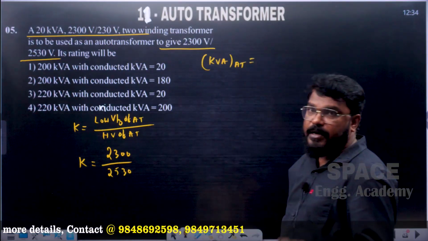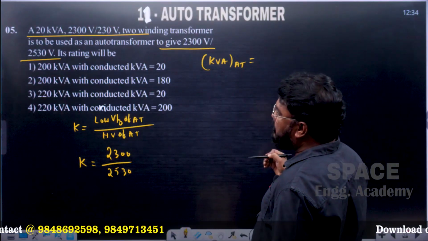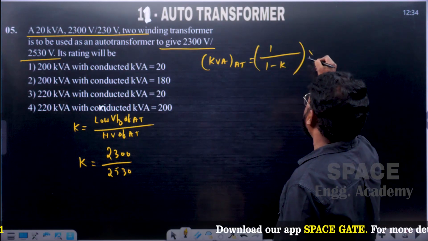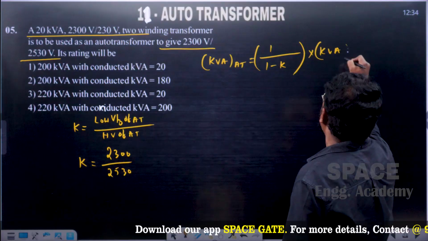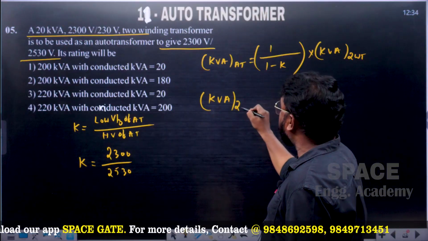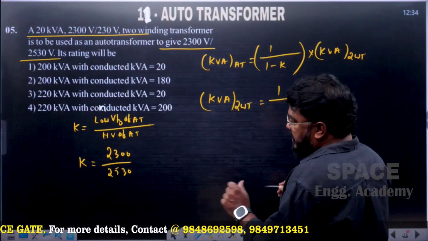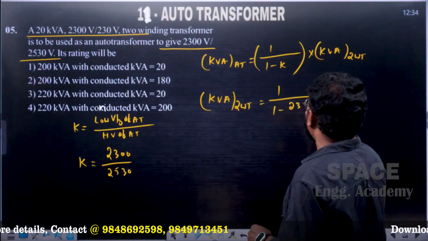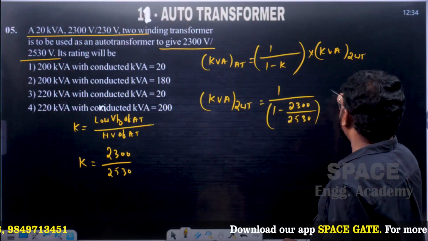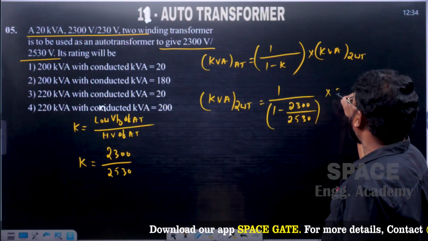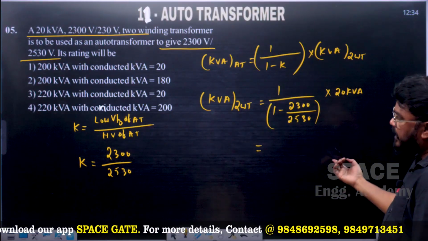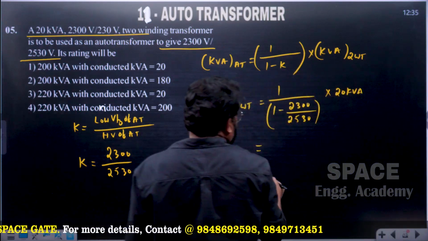How do we get the kVA rating of the auto transformer? The kVA rating of the auto transformer is equal to 1 by 1 minus K, multiplied by the kVA rating of the two winding transformer. K is equal to 1 minus 2300 divided by 2530. By simplification, the kVA rating of the two winding transformer is equal to 20 kVA.